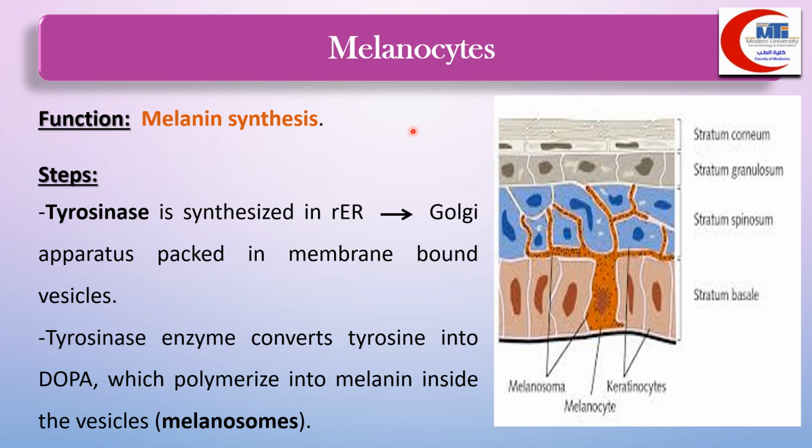Let's now see how the melanin is formed. The tyrosinase enzyme is a protein. It is synthesized in the rough endoplasmic reticulum and goes to the Golgi apparatus, packed in membrane-bounded vesicles. Tyrosinase enzyme converts tyrosine into DOPA, which polymerizes into melanin inside the vesicles, which are called melanosomes. So the cells are DOPA positive. The melanocytes are DOPA positive cells.